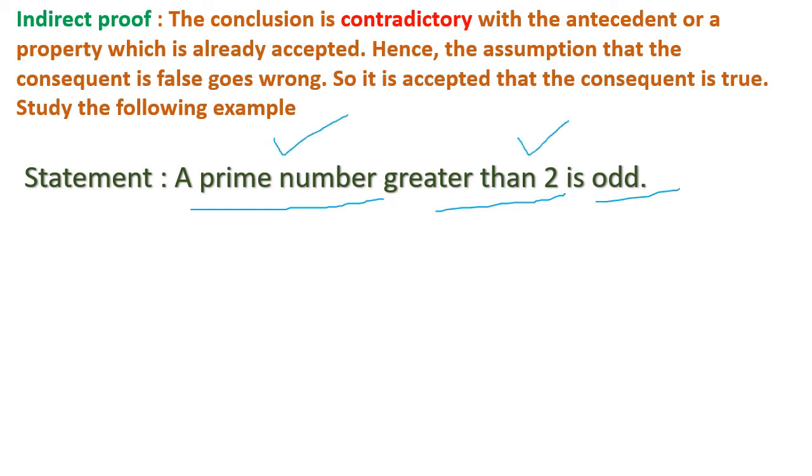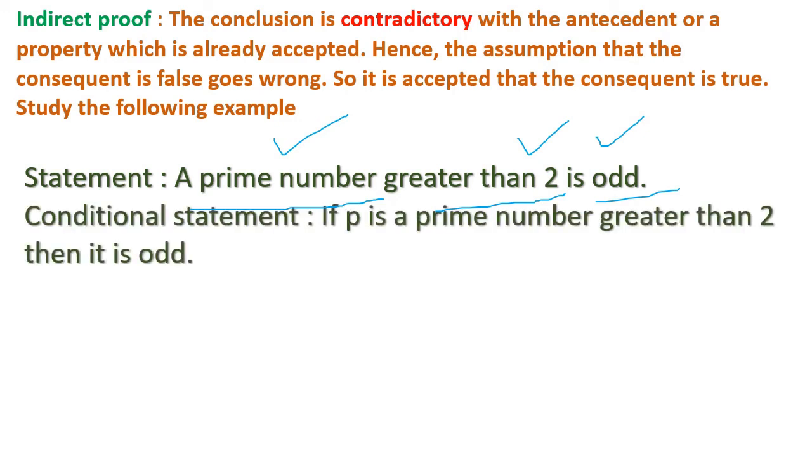A prime number greater than 2 is odd. Very simple statement. We have to prove it. By imagining, we know that the prime number has to be greater than 2, so the number next to 2 is 3. But how to prove it geometrically or mathematically?